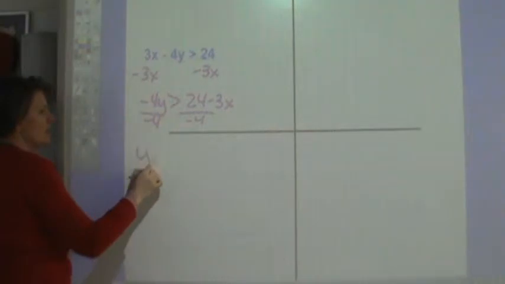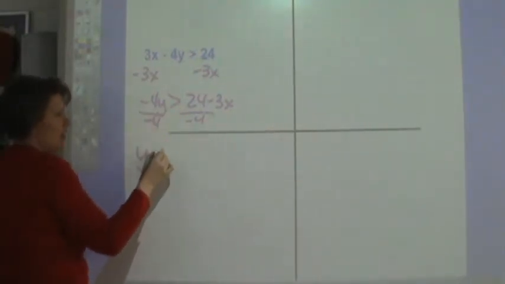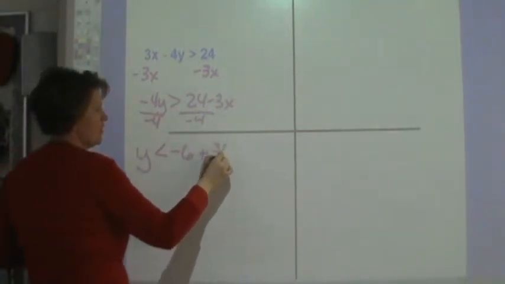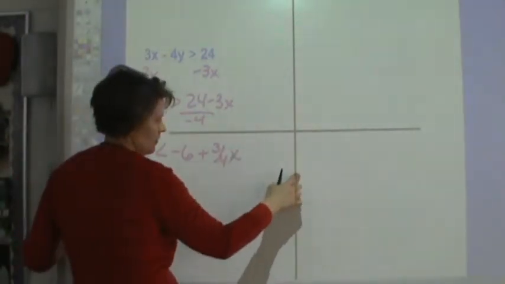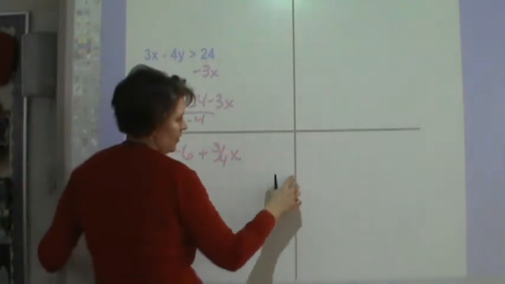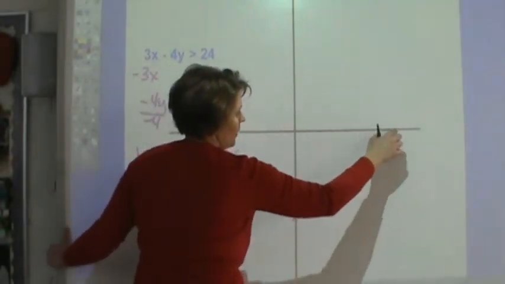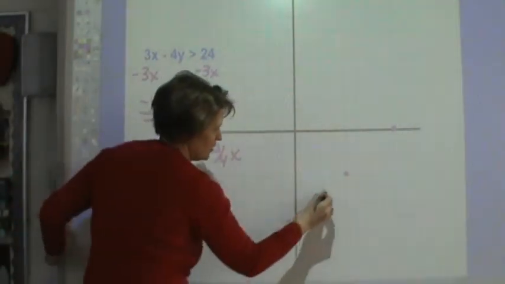Okay, now be careful on this one. When you divide by a negative, you have to flip the inequality. So now it's negative 6 and it's plus 3/4 x. So I'm going to start at negative 6 and then up 3 over 4. Okay, no underline, so I'm going to make it dashed.